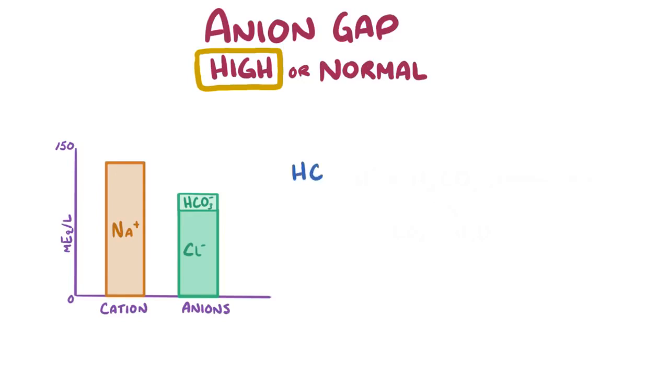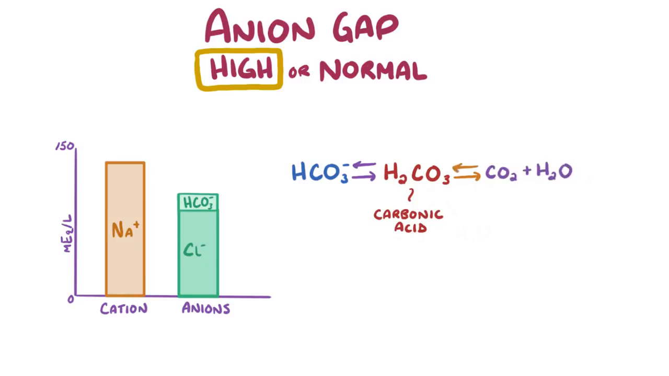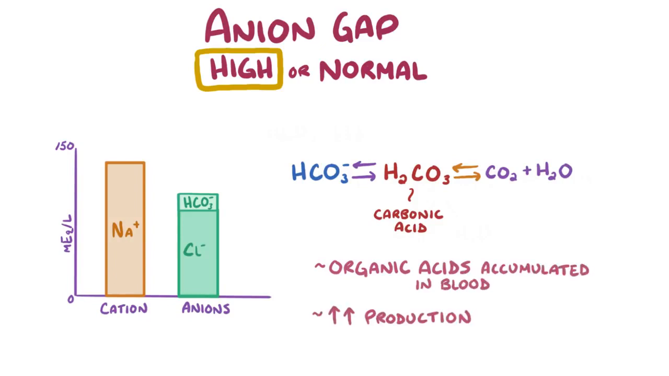In this case, the bicarbonate ion concentration decreases by the binding of bicarbonate ions and protons, which results in the formation of carbonic acid, which subsequently breaks down into carbon dioxide and water. These protons can come from organic acids which have accumulated in the blood, but they can also come from increased production in our body.